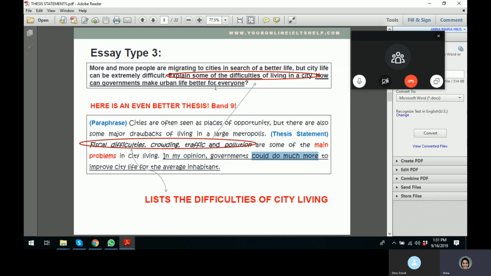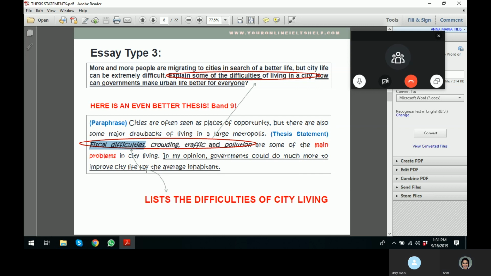So an approach to this would be for you to talk about the individual difficulties. What is the solution for fiscal difficulties? What is the solution for crowding? What is the solution for traffic and pollution? Okay, can we discuss your answer here? Can you give me one solution for fiscal difficulty or one general solution?